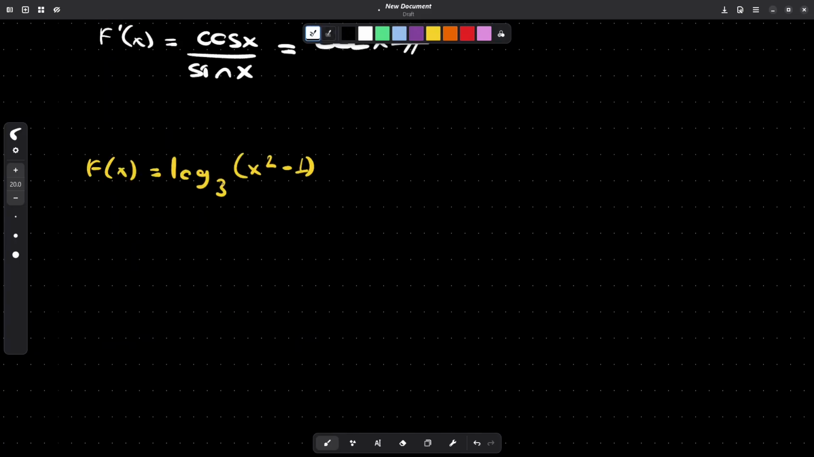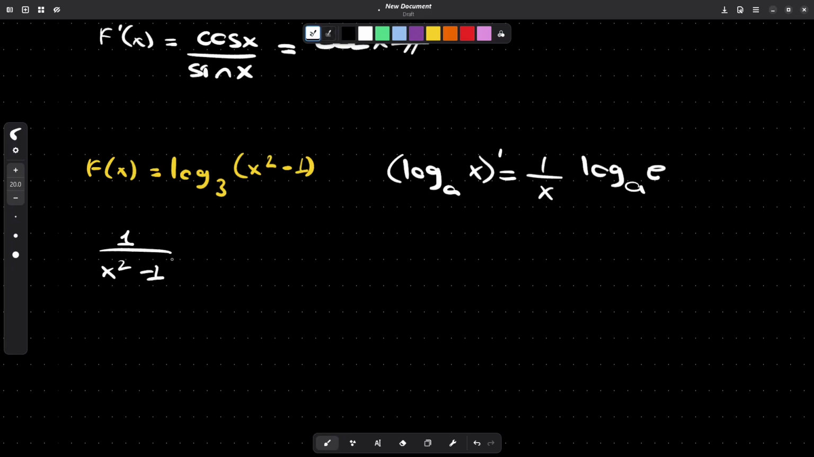Log base 3 of x squared minus 1. Be careful, this is a composite function. First, we will differentiate the log by the formula we just figured out. What will we do? Let's write the formula again. If you want to differentiate this, 1 over x multiplied with log base a of e. Our x here is x squared minus 1. 1 over x squared minus 1 multiplied with log, my a does not change, 3, log base 3 of e.